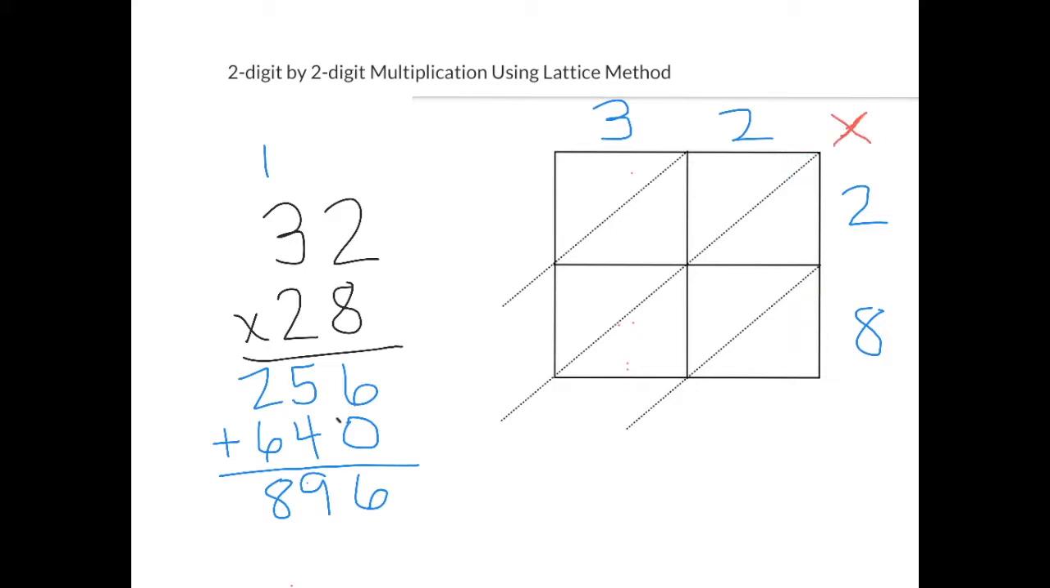The beauty of using the lattice method is it allows you to do all of your multiplying before you ever have to think about adding. And it really doesn't matter what order you do it in. I'm going to start with this box. This box is getting a hug by this 2 and that 2. So I'm going to multiply 2 times 2, which is 4.